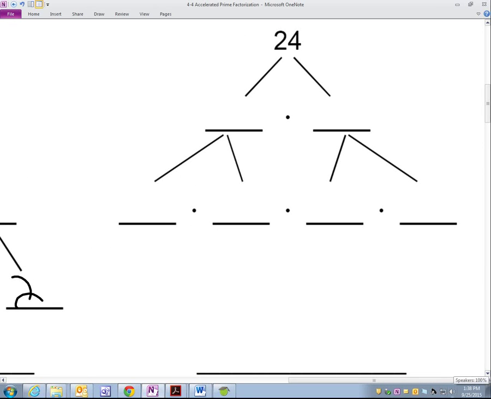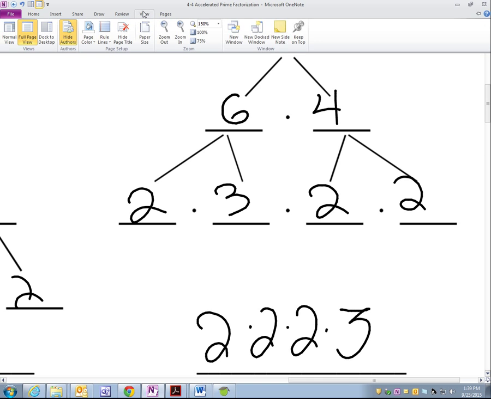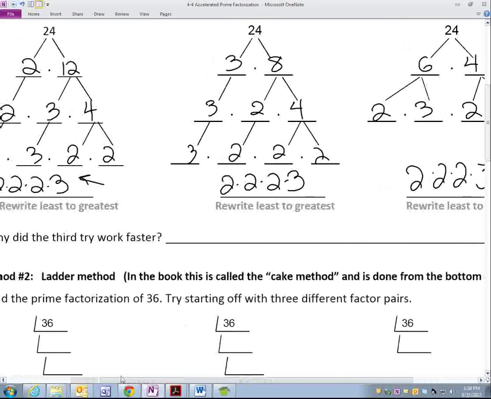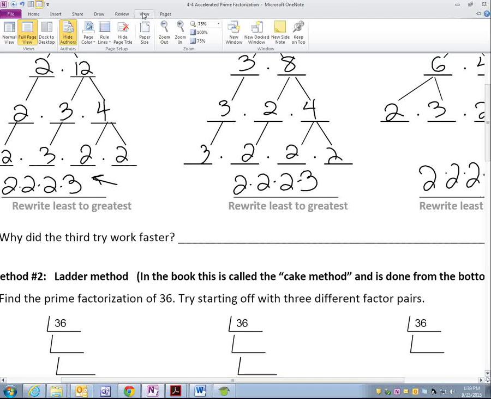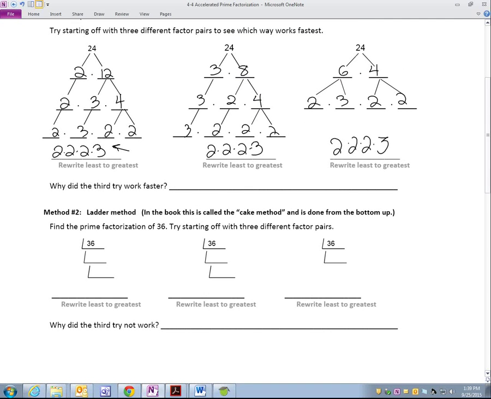Now, there's another way of doing this. Yes? 6 and 4. So I'll go 6 and 4. So we have 2 times 3 times 2 times 2. So once again, I'm going to put them in order. And I'm going to look at all these next to each other now. So looking at all these next to each other, why did the third try work faster? Why did the third one work faster? Marion?